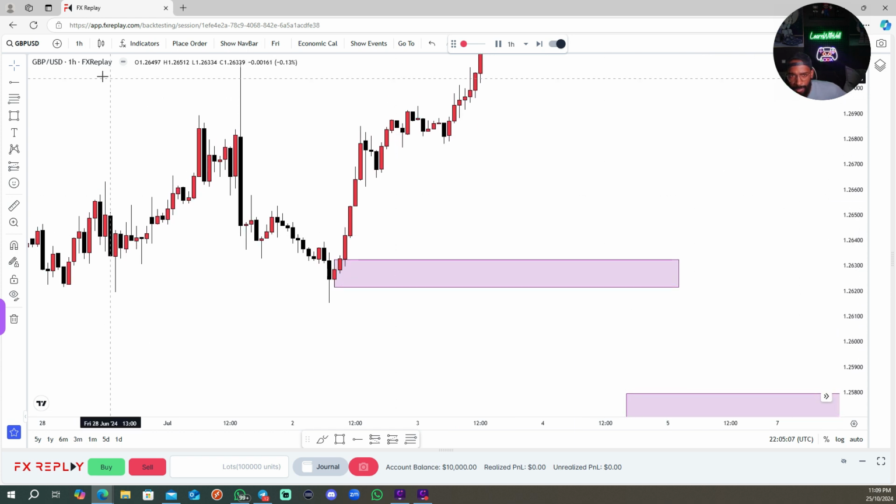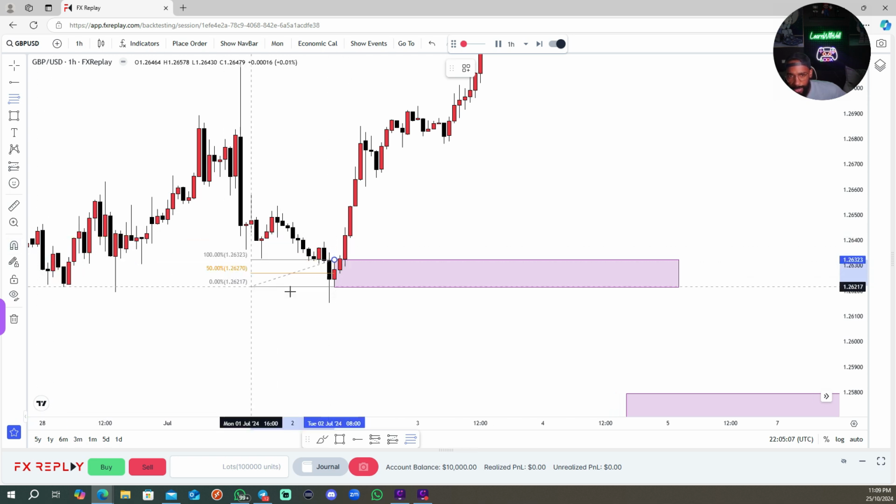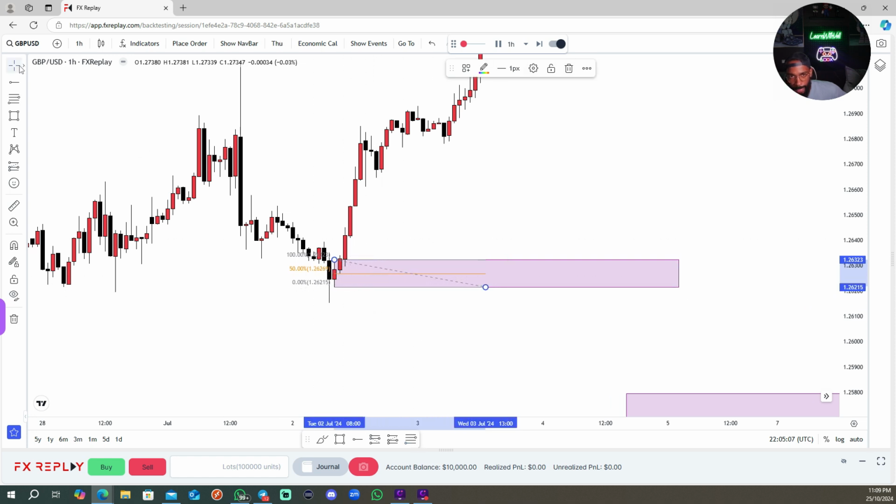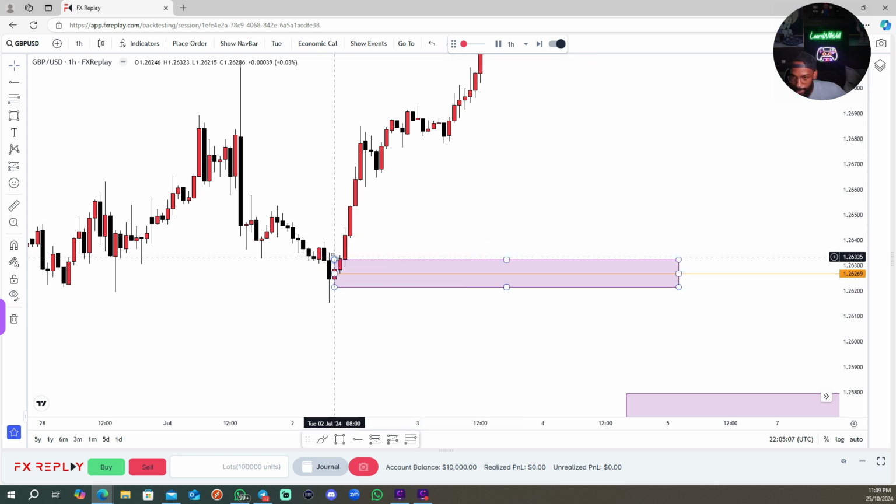Okay, now that we've done that, I am going to use the magnetic tool only for the top and then deselect it so I can accurately latch on to the bottom of this candle. And now I've got 50% with my Fibonacci, and I'm going to highlight that with my horizontal ray so that I can remove the Fibonacci.